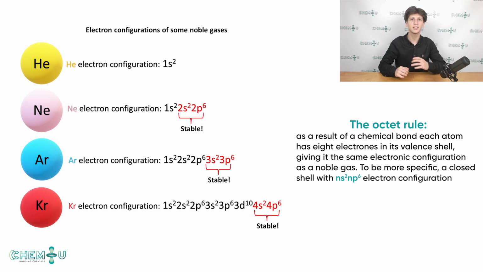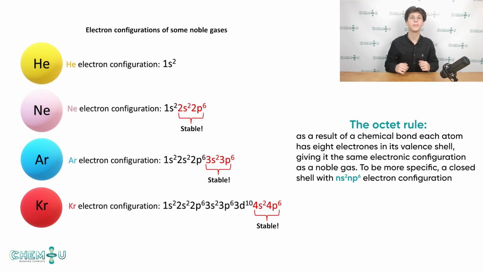And this leads us to the well-known octet rule. The octet rule postulates that the main group elements tend to bond in such a way that each atom has 8 electrons in its valence shell, giving it the same electronic configuration as a noble gas. To be more precise, a closed shell with an ns2-np6 electron configuration in which n is the energy level number.